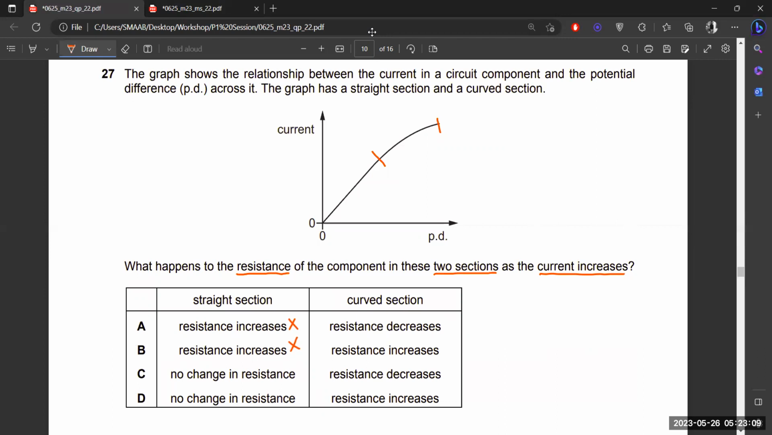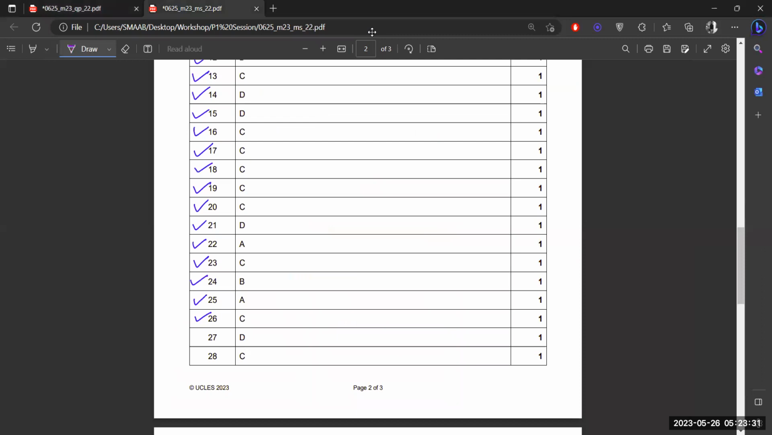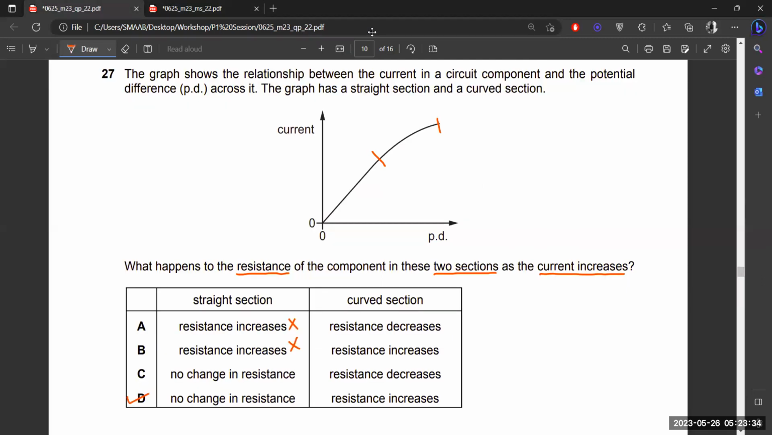And in the curved section, the graph is curved towards the right-hand side, or downward. A downward position means current is going to decrease, and current decreases because resistance increases. So resistance increase means option D. Yes, option D. The concept is very clear: in this section, the value of electric current decreases when resistance increases, and in this section, resistance is constant.